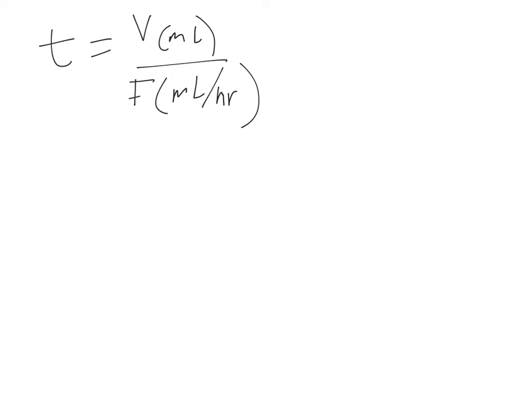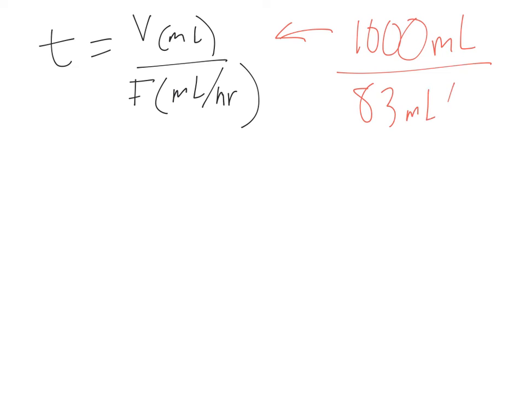And again, in just plugging that into the formula, our total volume in that question is 1,000 milliliters. It's in the right unit I need it to be in. And I divide it by the flow rate, which is 83 milliliters per hour. So given that bit of information, I should be able to figure out how long this IV is going to take to administer to this patient. I just take 1,000 divided by 83, and that gives me 12.04, which is about 12 hours.